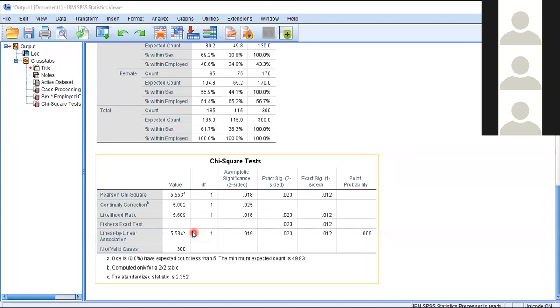Exact significant, 2 side, exact significant, 1 side. Is the whole of that statistic only for Fisher's exact? Because it's the same value all through. Yes, it can be the same. Sometimes it will be the same, sometimes it may not be, because if the values are very close, it can be the same.